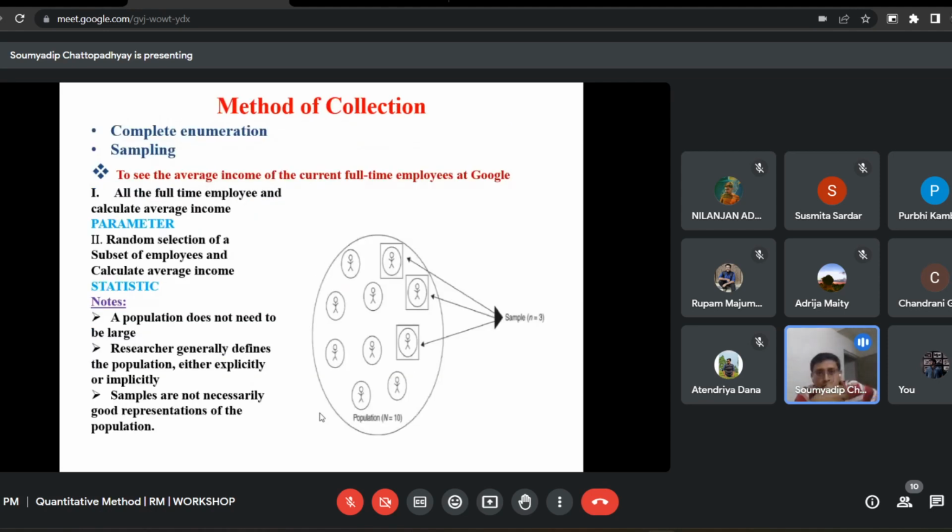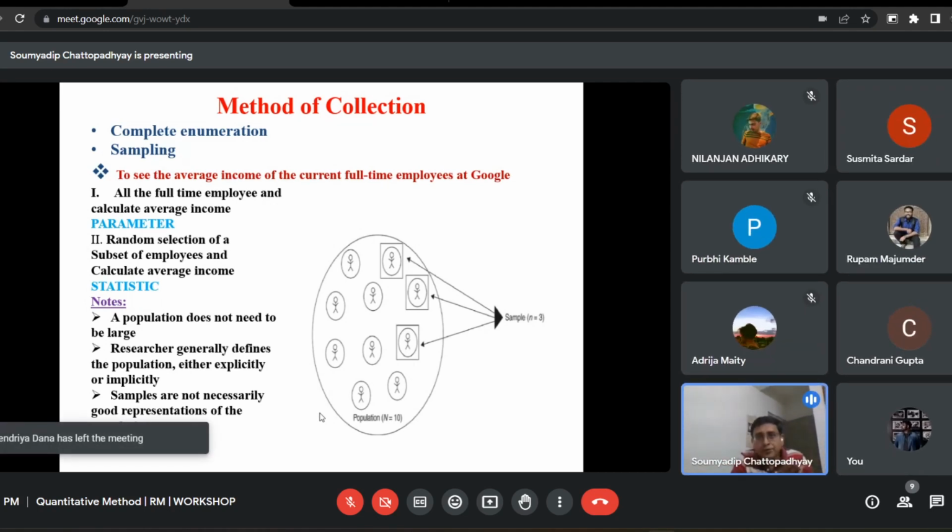Now, when I'm concerned about the collection of data, there are two specific methods. One is known as the method of complete enumeration, and the other is known as the method of sampling. Just consider this example. Suppose you are interested in examining the average income of the current full-time employees at Google. Now, there are basically two ways through which you can study this kind of issue.